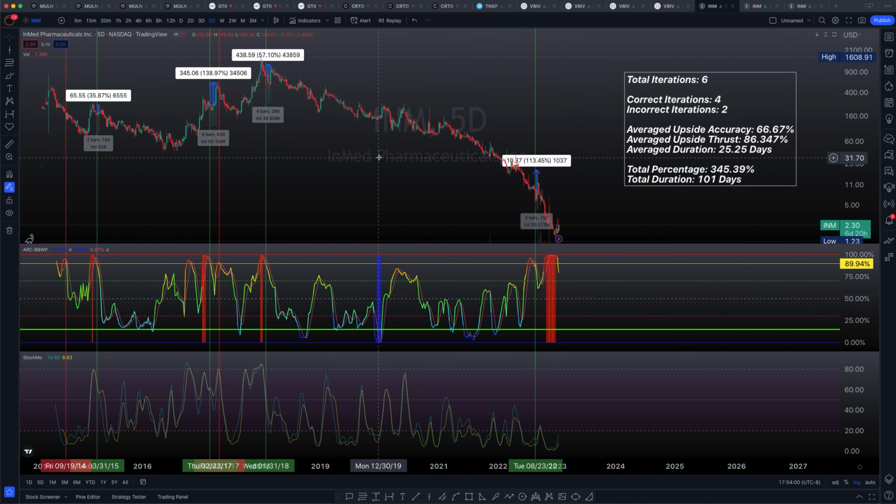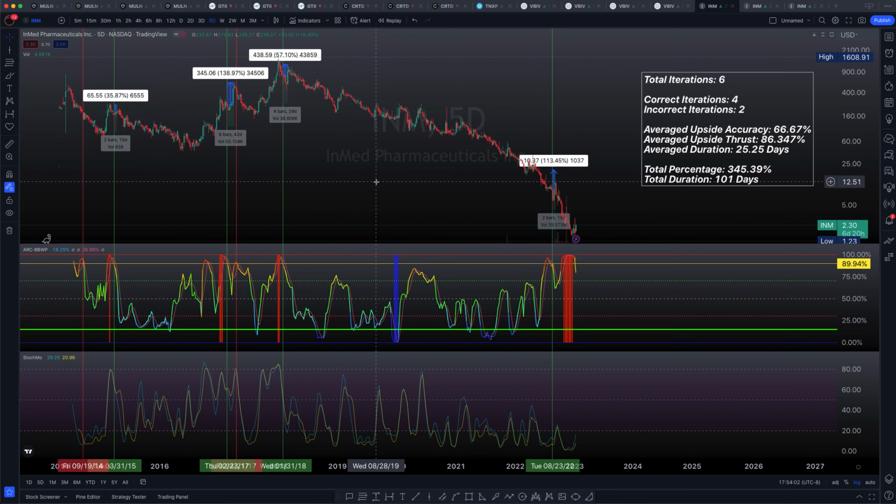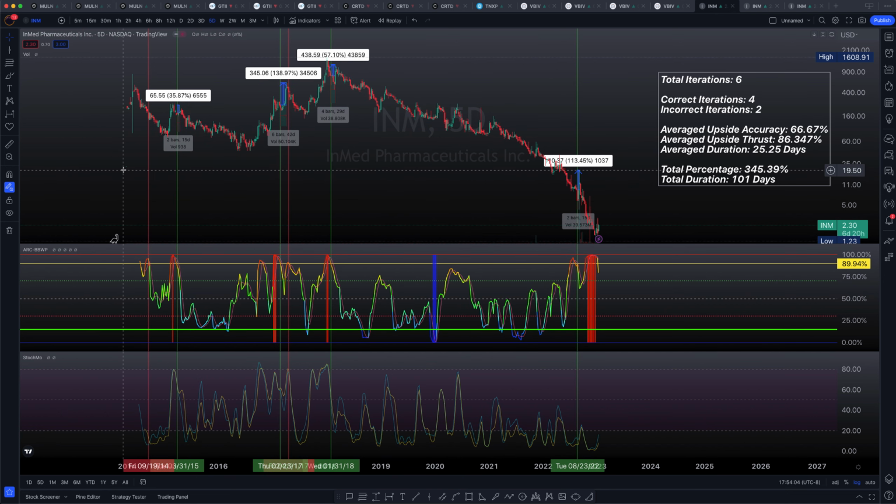Okay, so we are looking at INM on the 5-day chart right here. We don't have as much information as I would like to have, but it's still okay. We've been trading since about December 2013. Particular to the 5-day chart, I have run a backtest. This is a little bit of physics and statistics combined.